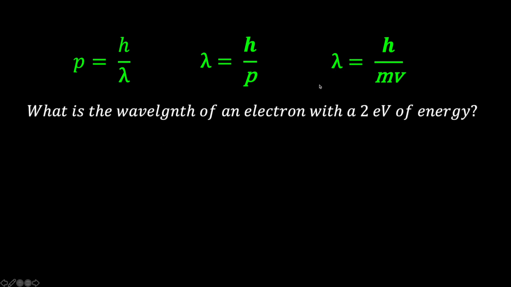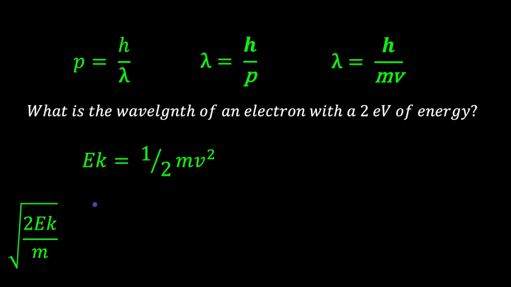So let's try a calculation and see what is the wavelength of an electron with 2 electron volts of energy. So first, we're going to start with that the energy that an electron would have would be kinetic energy. So EK is equal to half mv squared. To solve for the wavelength up here, I need to determine the velocity first. So we'll rearrange this for velocity and have the square root of 2EK over m.